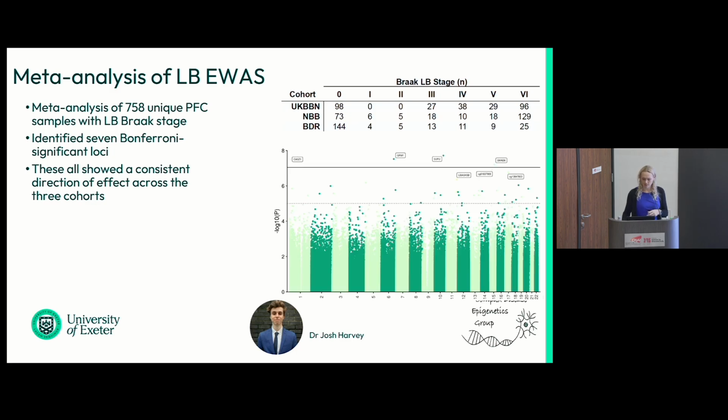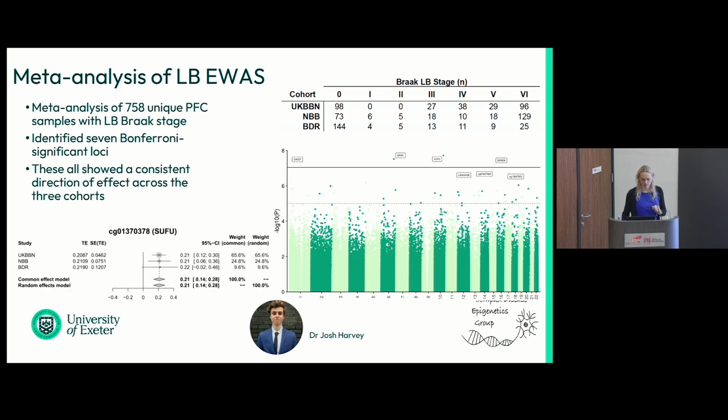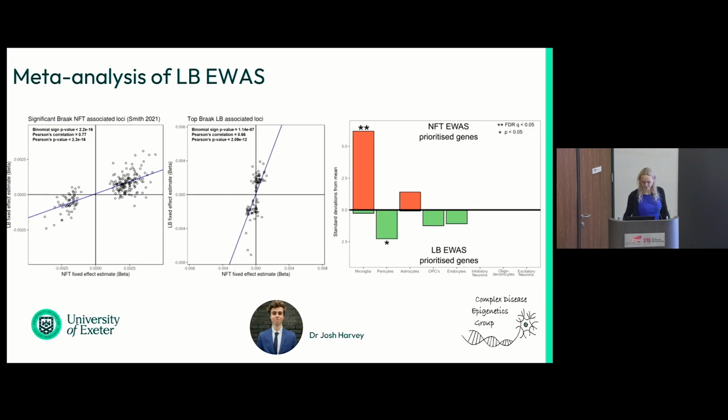And when we've done this, we've actually been able to identify 7 Bonferroni significant loci. And all of these show consistent direction effect across the 3 cohorts. So shown here is a forest plot, but you can see across the 3 cohorts, for this example, we're seeing increased DNA methylation across the 3 cohorts.